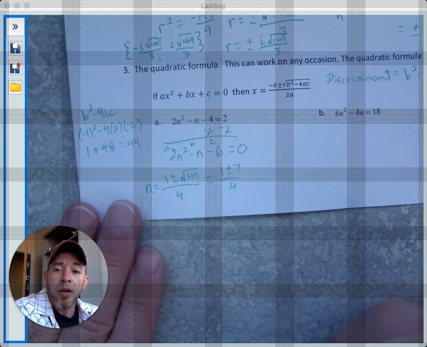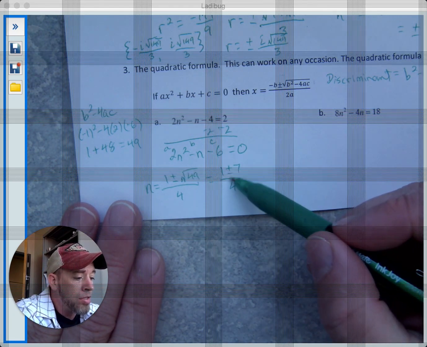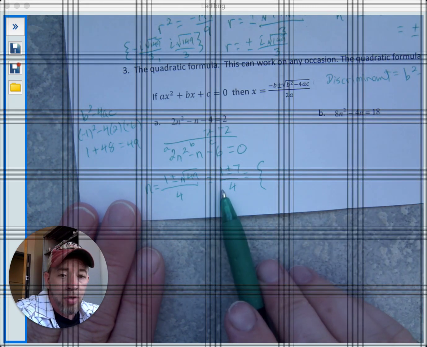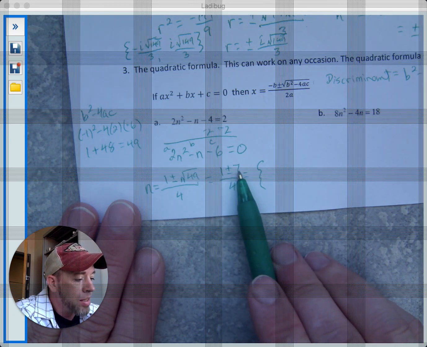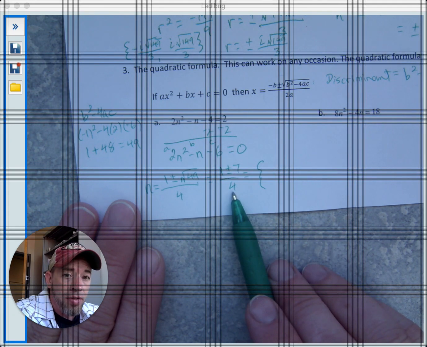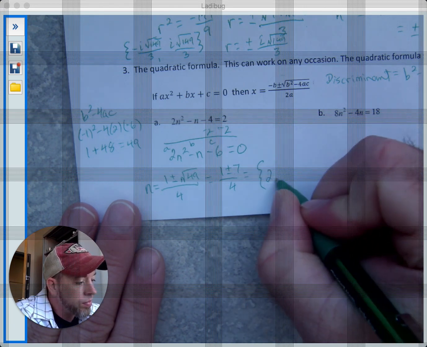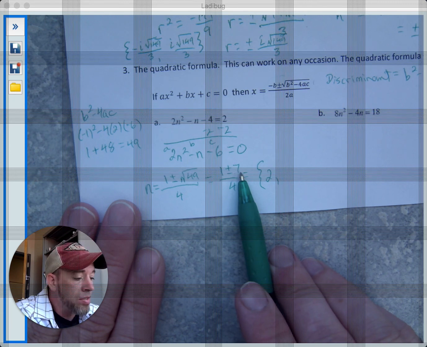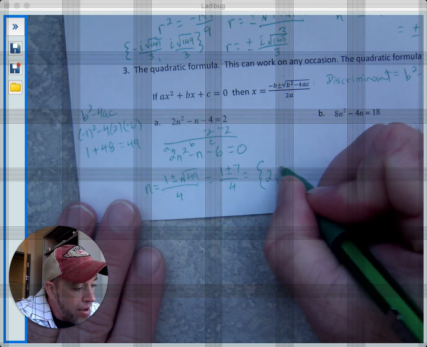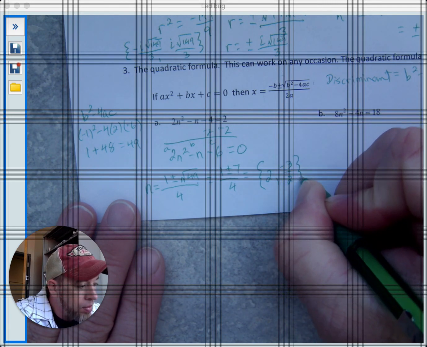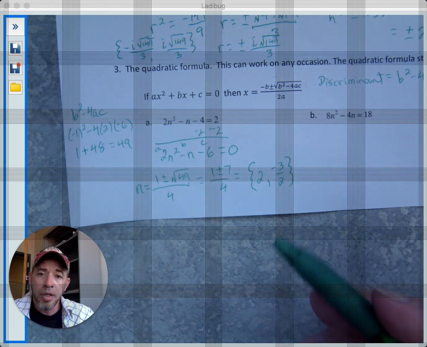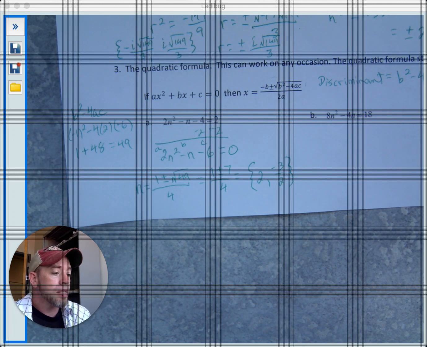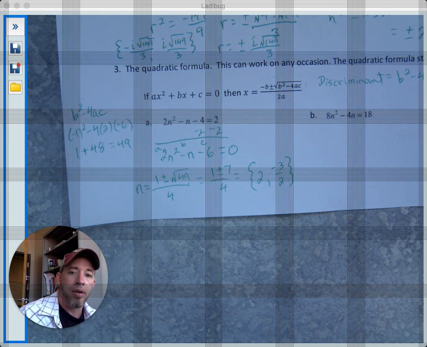Some people might stop there, but we can simplify. We've got to do each of these operations. We're going to get a solution set basically with two numbers, most likely. So 1 plus 7 is 8. 8 over 4 is actually 2, isn't it? 1 minus 7 is negative 6. Negative 6 over 4 is negative 3/2. We've got to reduce. So those are our two solutions. Now you could always plug them back in to make sure they work, but I'm pretty confident they do in this case. So that's an example of using the quadratic formula. Let's do another one.